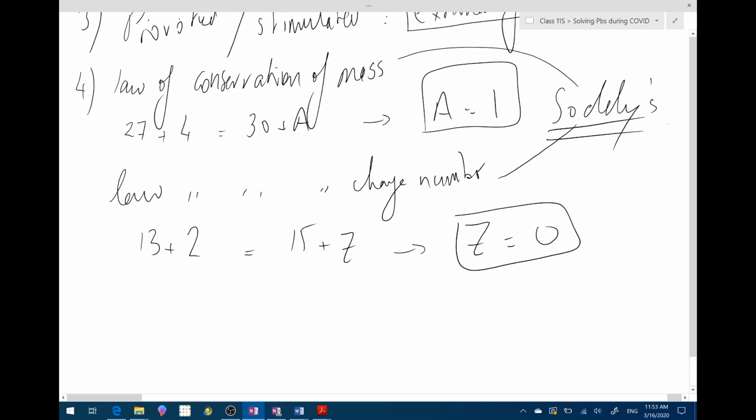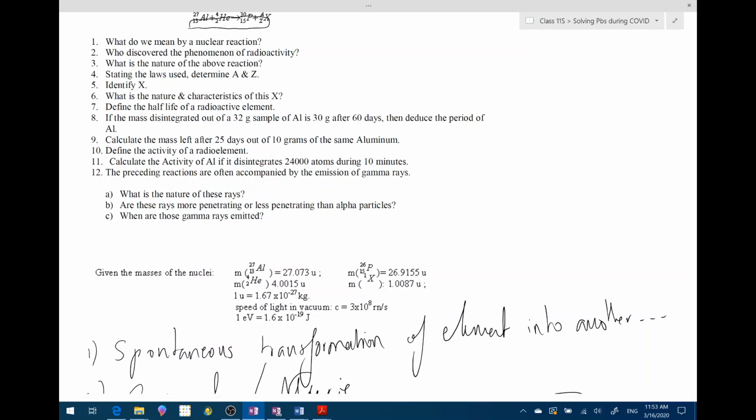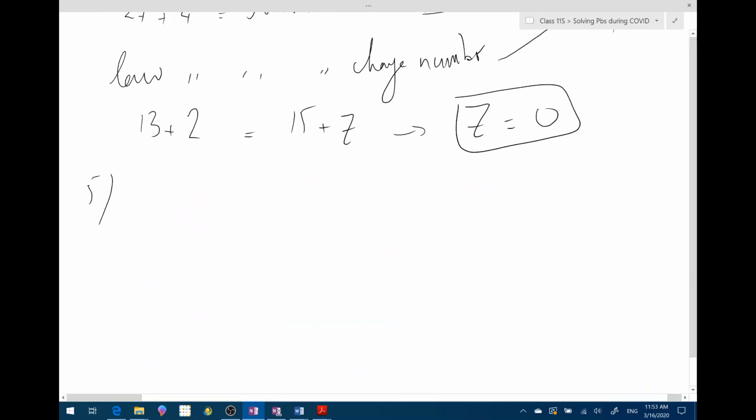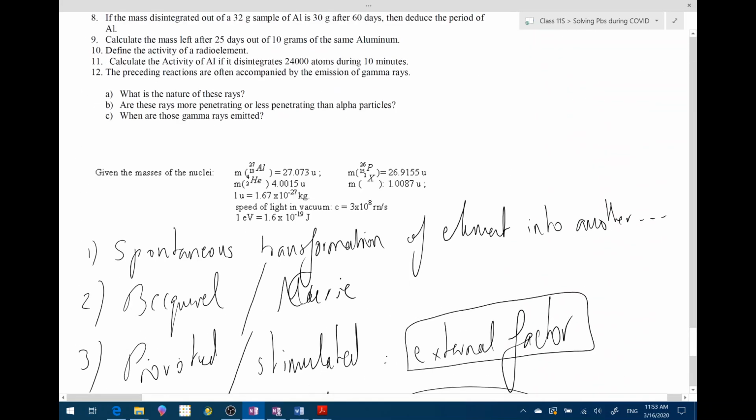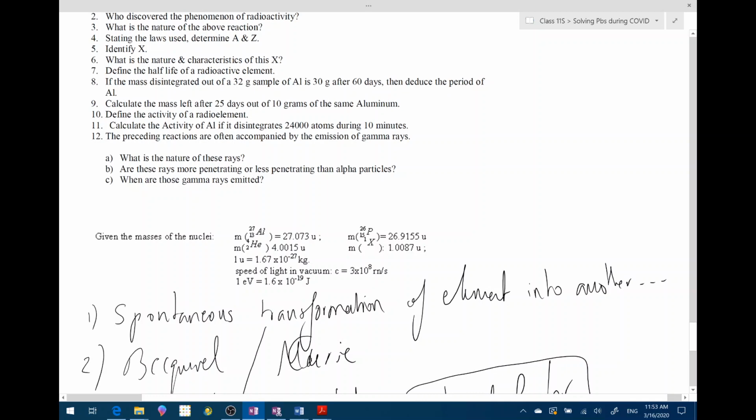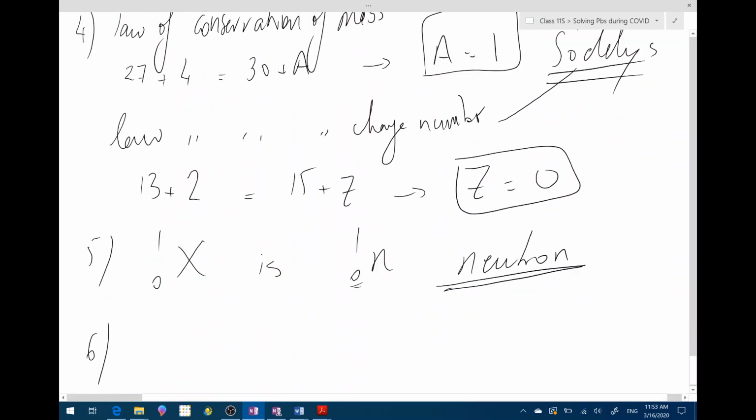Proceeding to the fifth question, identify X. Well, we obtained X to be 1, 0. And this is nothing but a neutron. Okay, we have to write it down. This is a neutron. You should have memorized this, or just take a look at this. It's neutral.